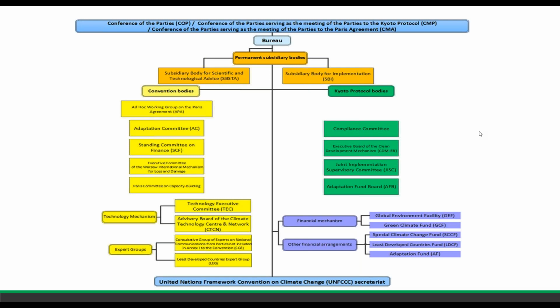But the CTCN as a network is an open network that organizations can join, and it's supposed to be a facilitated network between countries and civil society or other multilateral agencies that can meet the needs that the countries have. So that's a recommendation for any of you who are interested, particularly in technology transfer and development. You may want to look at the CTCN and see how you can get engaged.